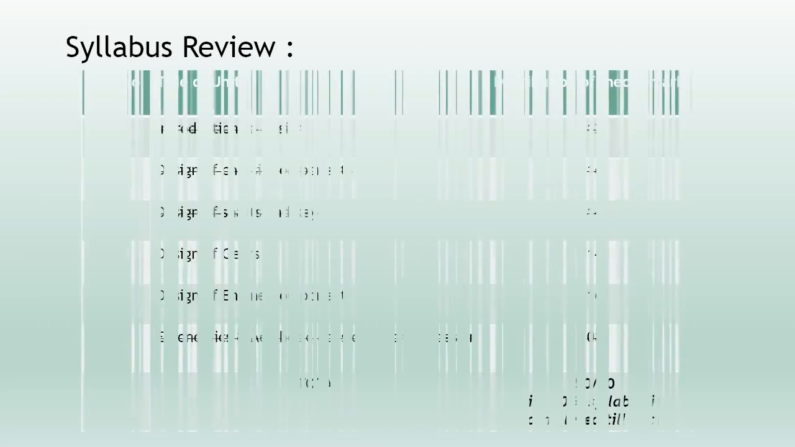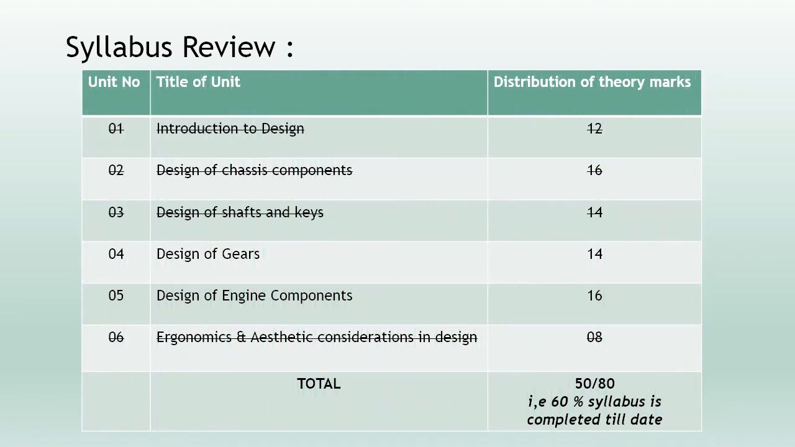If you recall our very first lecture, that is syllabus review, out of 6 units we have covered a total of 4 units. That is, first one is introduction to design, second one design of chassis component, the third one is design of shaft and case, and the sixth one is ergonomics and aesthetic consideration in design. So out of 80 marks, a total of 50 marks is covered till date, that is 60% syllabus is completed. Okay, only 40% syllabus is remaining.